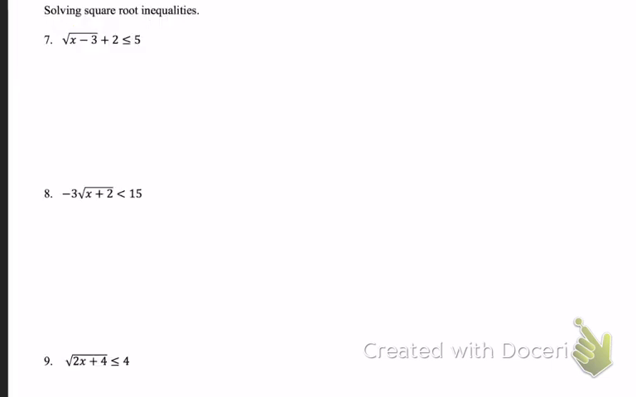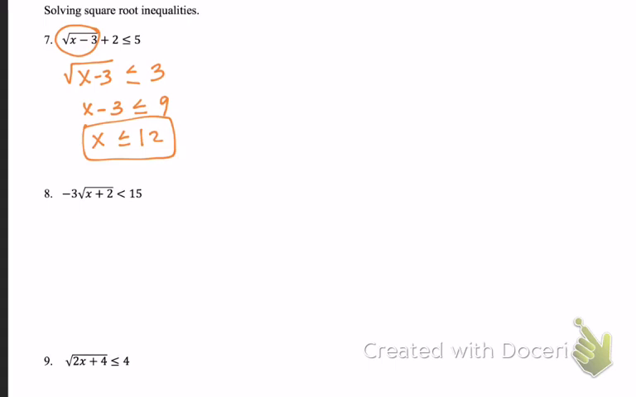Now, when you are solving square root inequalities, I feel like square roots are always a little bit easier because you don't have to do it twice. And so, same rules apply. You're going to isolate the radical, so I want to get this guy by itself, and then you only have one answer. So I'm going to say the square root of x minus 3 is less than or equal to 3. I'm going to square both sides, so x minus 3 is less than or equal to 9. So x is less than or equal to 12. Only one answer.